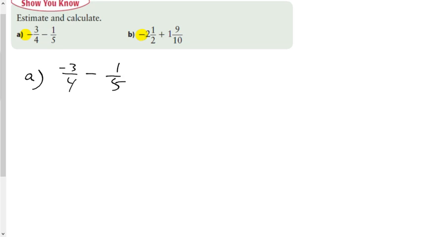Take away a fifth. Of course, we're going to use common denominators. Between 4 and 5, the first multiple they share is 20. When we do this, we multiply by 5, we multiply by 5, you get negative 15 twentieths. You multiply by 4, you multiply by 4, you get 4 twentieths.